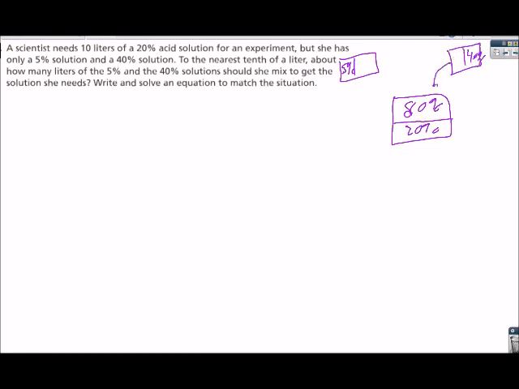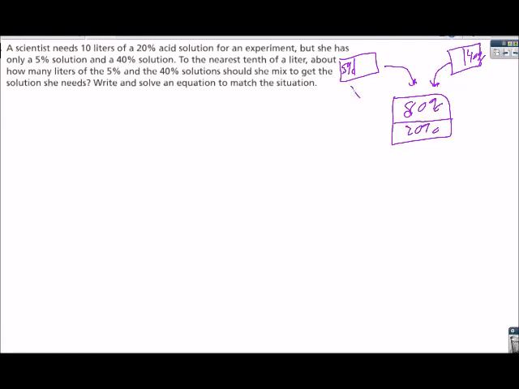She's going to pour both of these into a cup, and we're going to make it from 5 and 40 to 20. So that means we're going to dilute the 40% to get down to 20, and we're going to add acid to this 5 to get to 20, just by simply pouring these in. So naturally, we should have more 5% and less 40, because we're trying to get down to 20 and get up to 20. So less of this, more of this. So how do we figure this out?